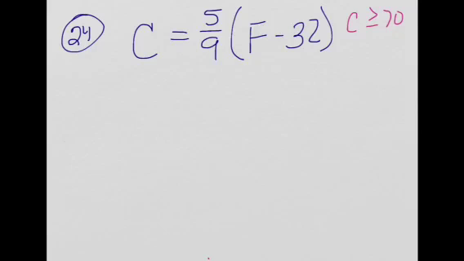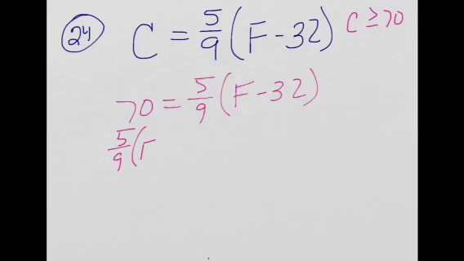Here we're going to be finding the smallest value of f in order for c to be greater than or equal to 70. So the easiest way to do this is to go ahead and substitute in your 70 for your c. So 70 is equal to 5/9 times f minus 32. Now what we're going to do is we're going to go ahead and get f on the left. So we're going to do 5/9 times f minus 32 is equal to 70. We're going to get rid of the 5/9 by multiplying by 9 over 5, multiplying by 9 over 5.